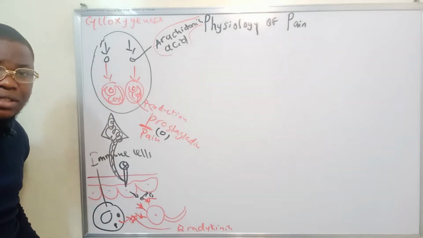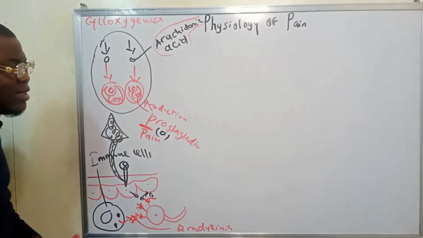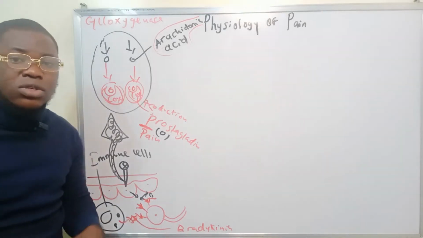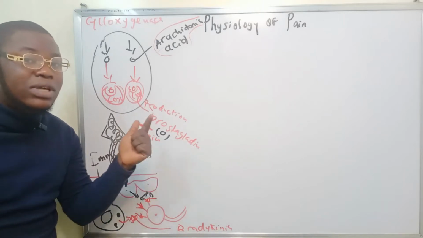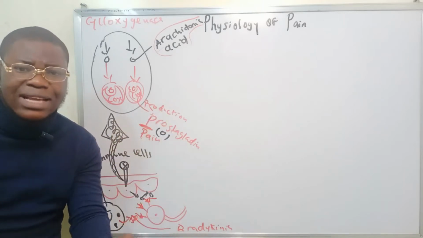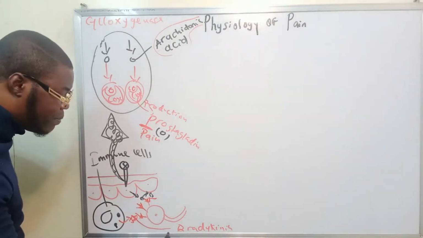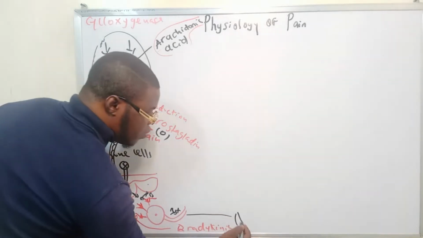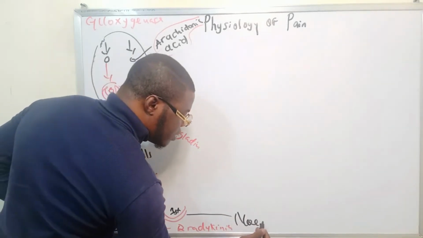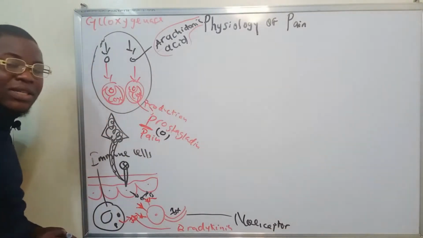As simple as that. And now I would like to add some things to it. I told you that in the ascending pathway we have 3 neurons. The first one is the first order neuron, the second one is the second order neuron, and the third one is the third order neuron. All these guys are called nociceptors. Noci what? Nociceptors. Which means this first order neuron now is a what? A nociceptor. And what is the meaning of that?